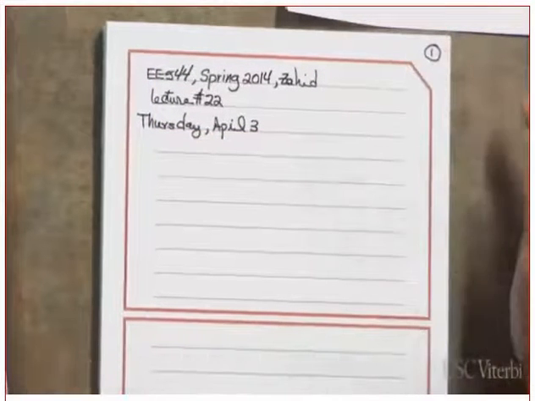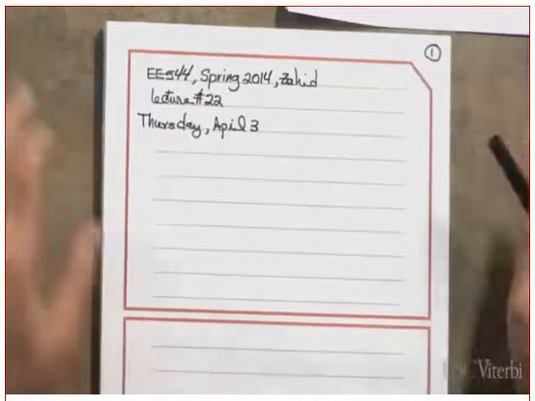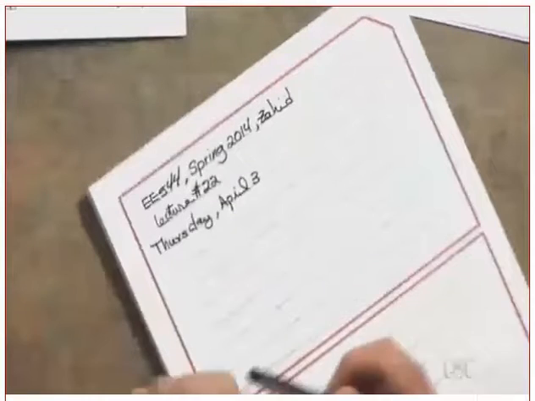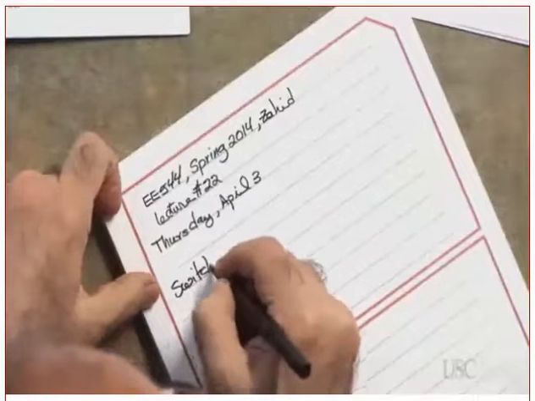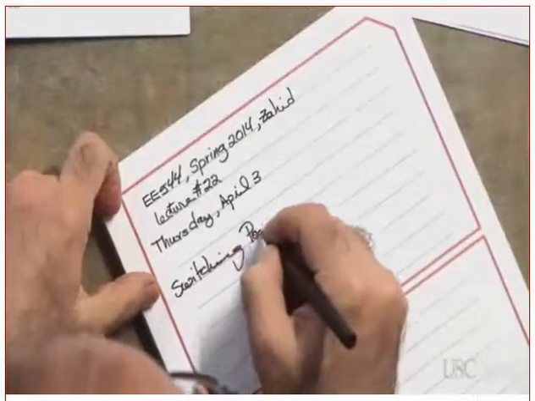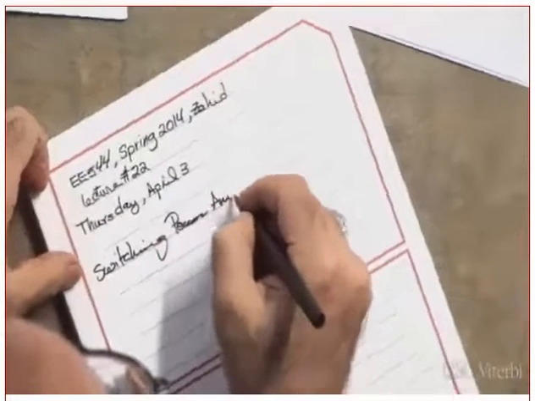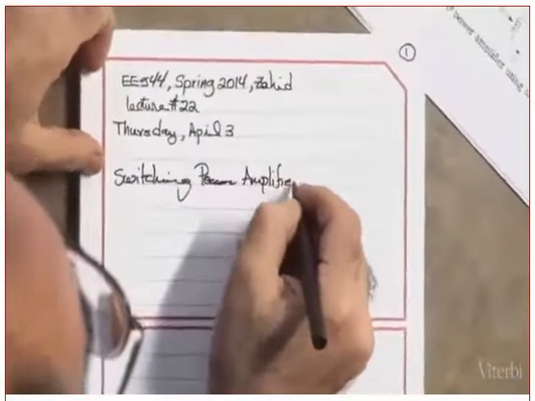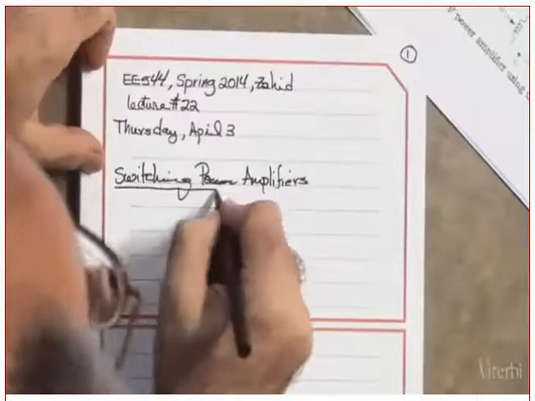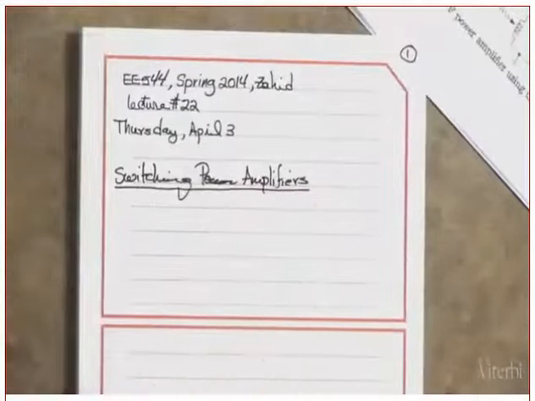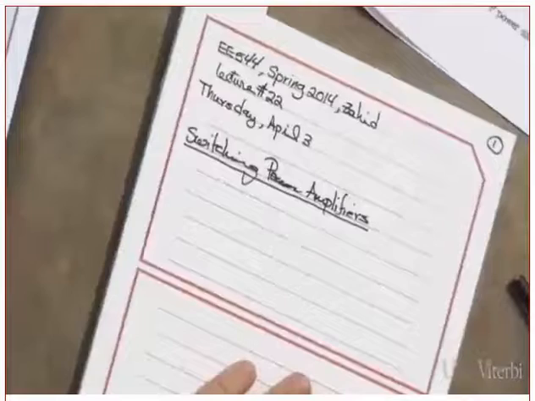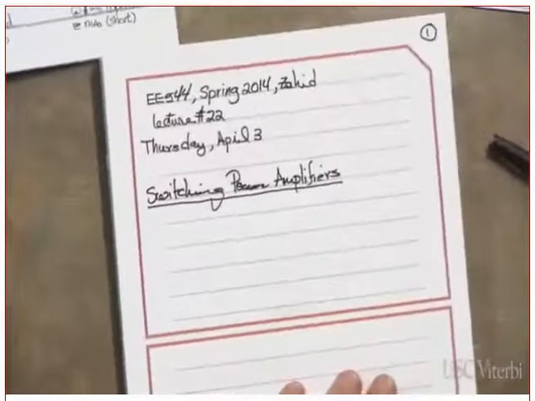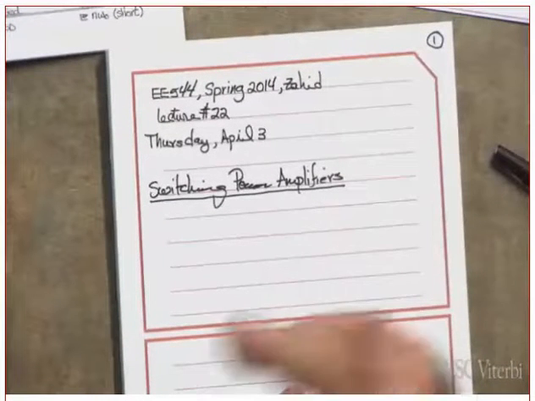Good afternoon, everybody. Let's continue our discussion from last time. We started talking about switching power amplifiers. And again, as I told you last time, the basic concept of switching power amplifiers is creating a square wave at the drain of your transistor, rather than a sine wave.